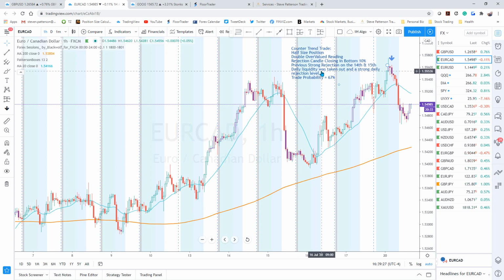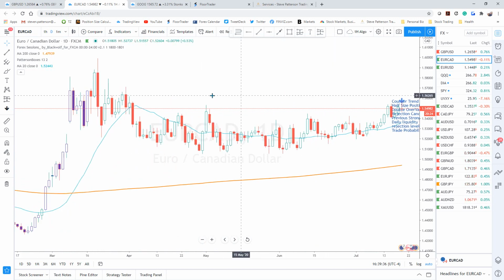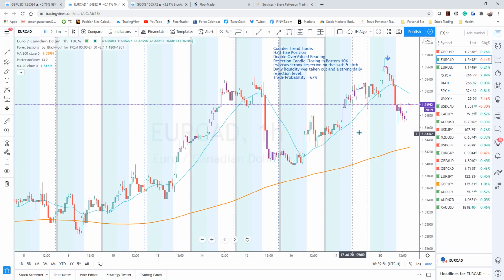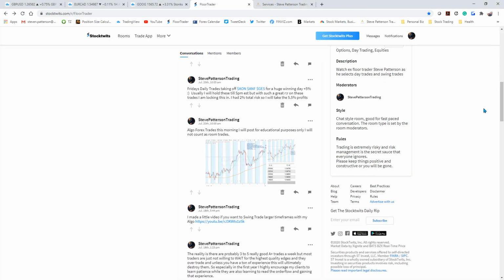Now daily liquidity was taken out. This is another reason why I gave this trade a higher reading, because as you can see here, this big daily liquidity level was taken out, as well as this liquidity level. So I like this trade more. I gave it a higher degree of probability of working. So when you combine that all with the overvalued reading, there you have it. There you have the actual entries and exits if you really want to study this, but $1,400 in profit. So all very, very good.